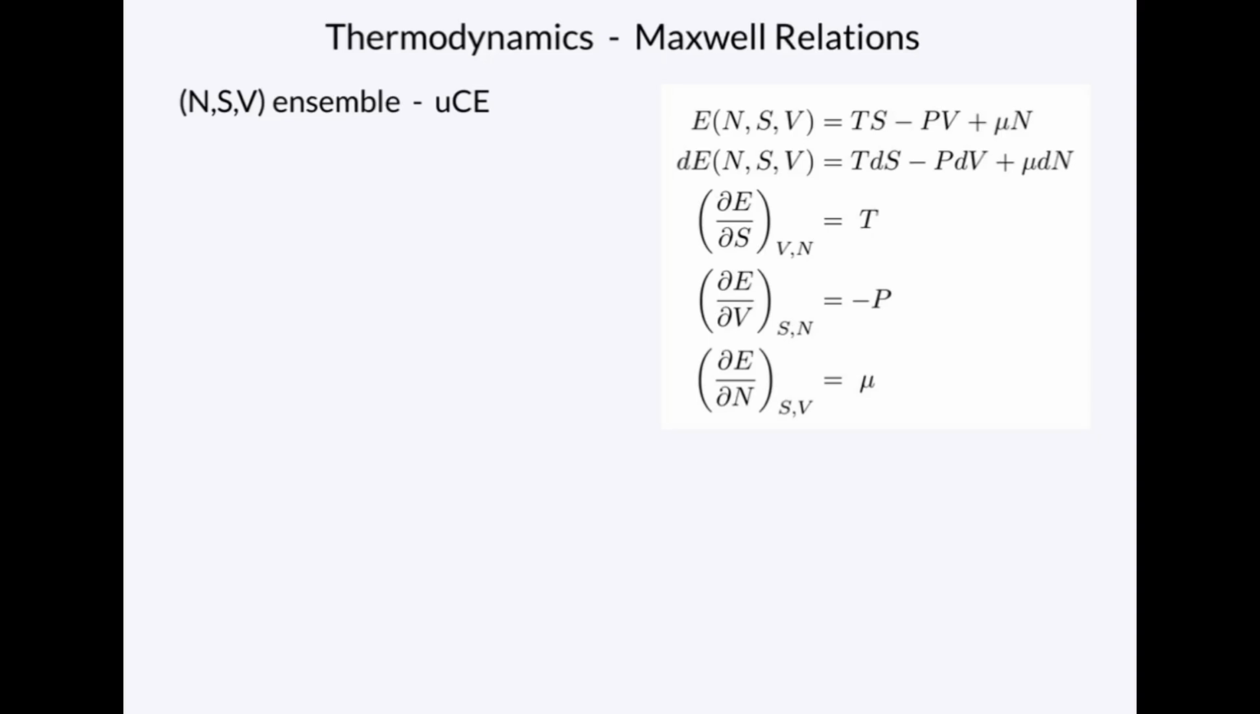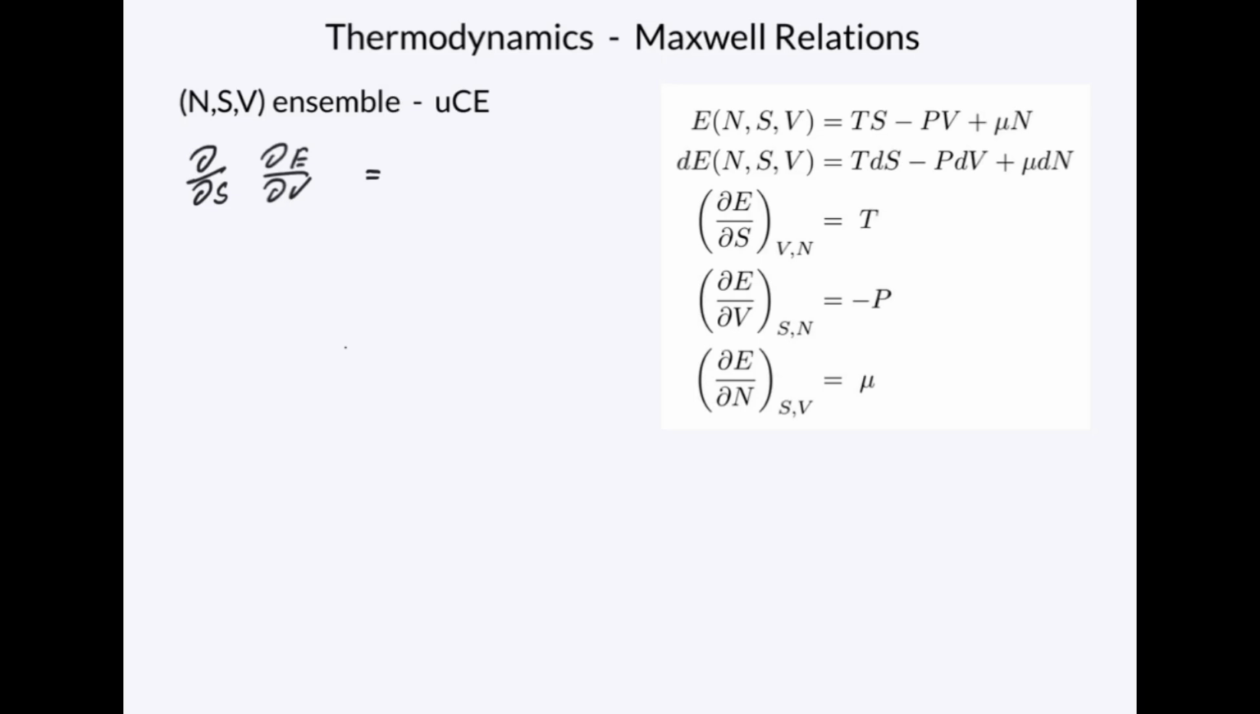We saw that the relations between ensembles are determined by the Legendre transform. Hence, it's not too surprising that all of the thermodynamic observables are tightly linked. Some of those links are given by the Maxwell relations. Let's first consider the microcanonical ensemble, or the NSV ensemble, and consider the second mixed derivative of the energy.